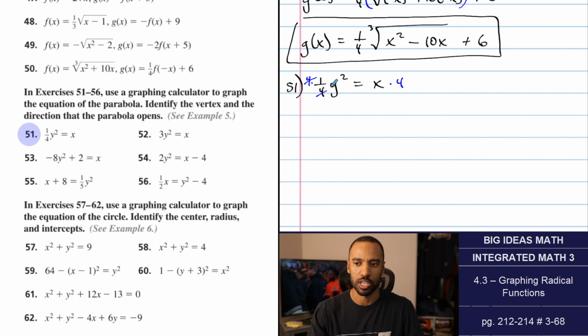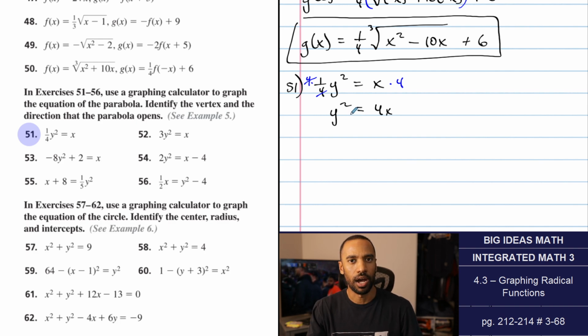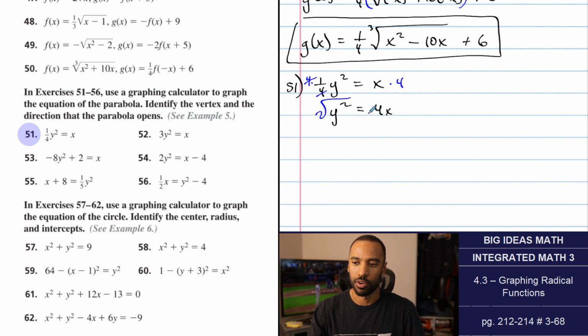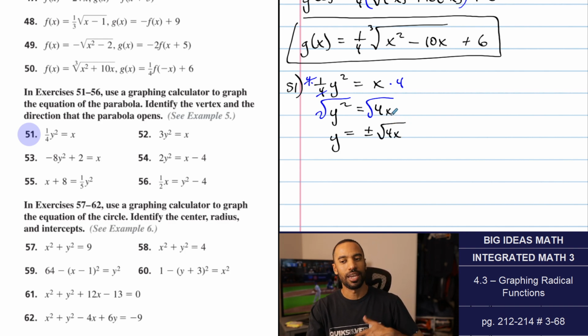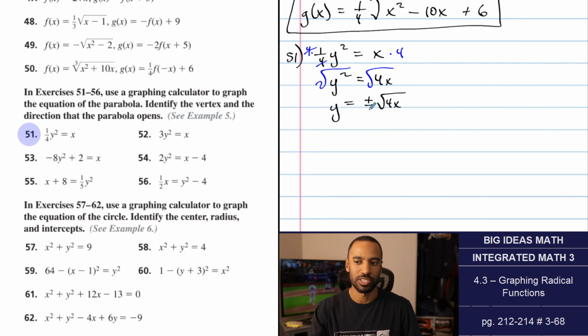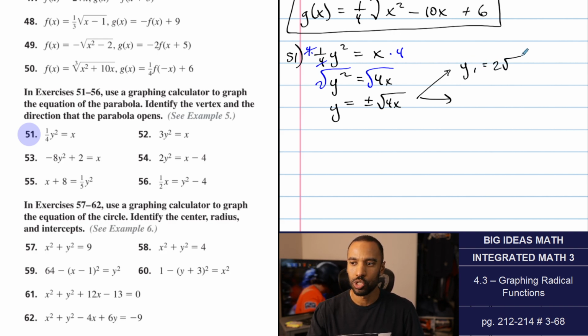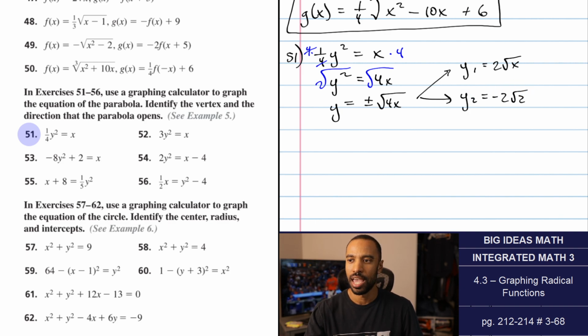First thing you want to do is multiply both sides by 4. Our goal is to solve for y because we want to be able to write this in our graphing calculator, which takes y equals equations. So we're going to take the square root of both sides, and now we're going to have y equals plus or minus root 4x. But the square root of 4 is 2, and I'd love to simplify that instead. And these are really two different equations to us. So this is going to be y1 equals positive 2 root x, and y2 equals negative 2 times square root of x. And in total, what you're going to see is a sideways parabola.